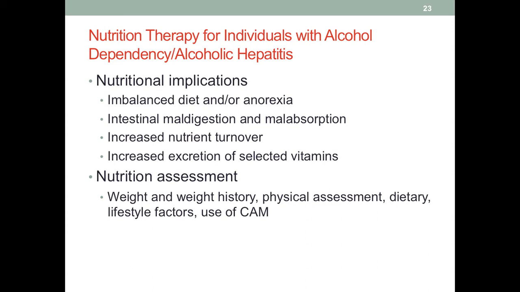So we should be checking weight and weight history, physical assessment. Again, for people with this long-term problem, they usually have signs of malnutrition. Of course, dietary intake is absolutely necessary to assess. And for lifestyle factors, we particularly want to ask about drinking habits. What are they drinking? How much? How frequently? What settings? Who they're drinking with? Things like that. And also we'll want to know if they're using any supplements.